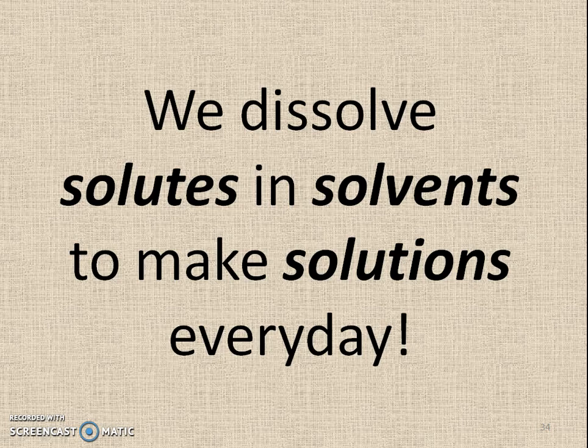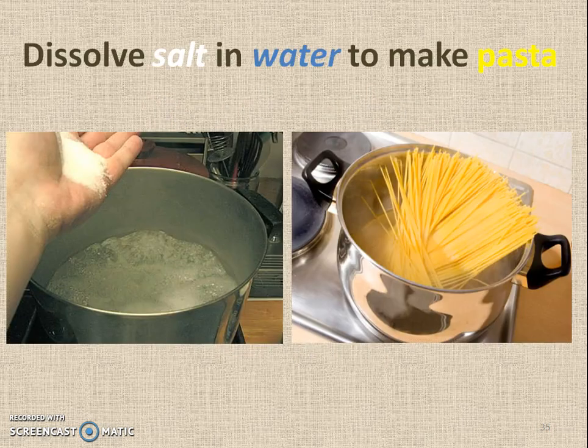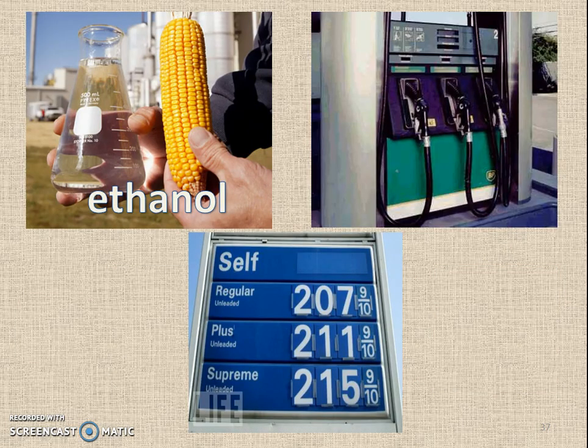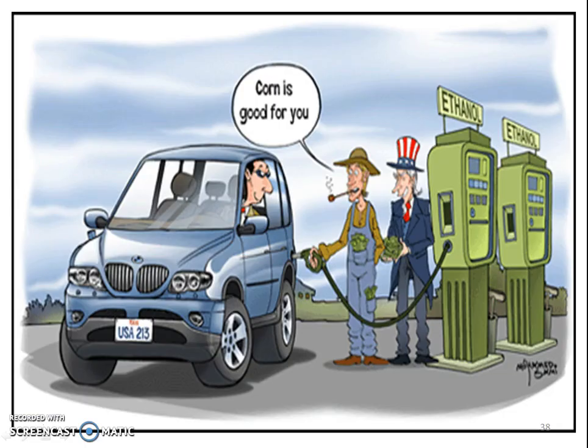So we want to remember that we dissolve solutes in solvents to make solutions every day, just like salt and water to make pasta. We take CO2 and we add some syrup to it to make our soda, and that's where we get all those bubbles from when we open up a can. Gasoline is a mixture. That's why you have your regular, your plus, and your supreme, because it's the amount of your solute that's in your solvent.